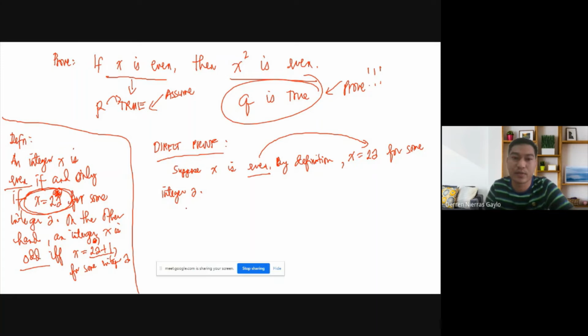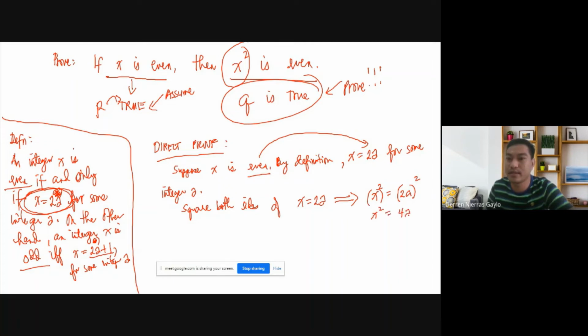And then we need to square both sides. We need to get x squared, right? So we square both sides of x is equal to 2a. Then we have x squared is equal to 2a squared, so you'll have x squared is equal to 4a squared.